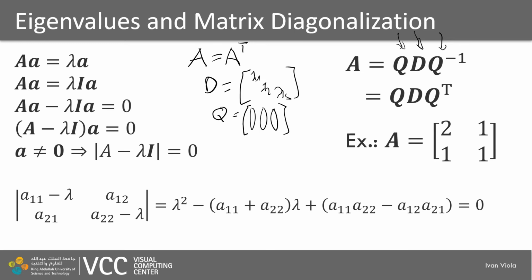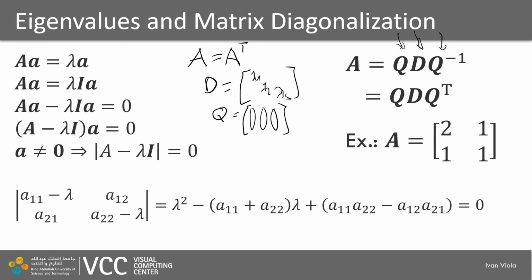Now let's have a look at the eigenvalue decomposition, how we can do it. So the eigenvalue decomposition is saying that a post multiplication of a vector with a matrix is essentially scaling this vector with a particular scalar value.